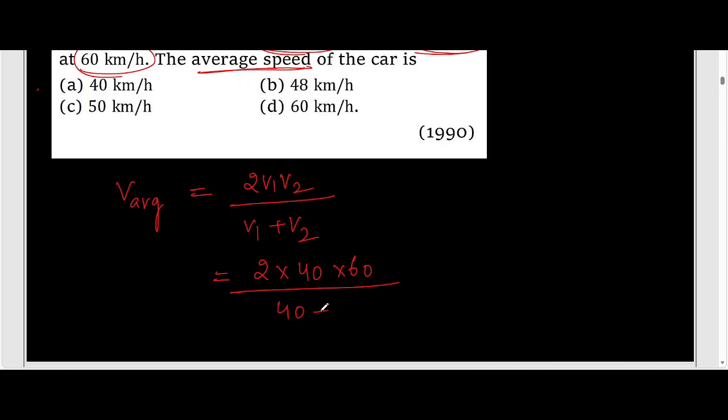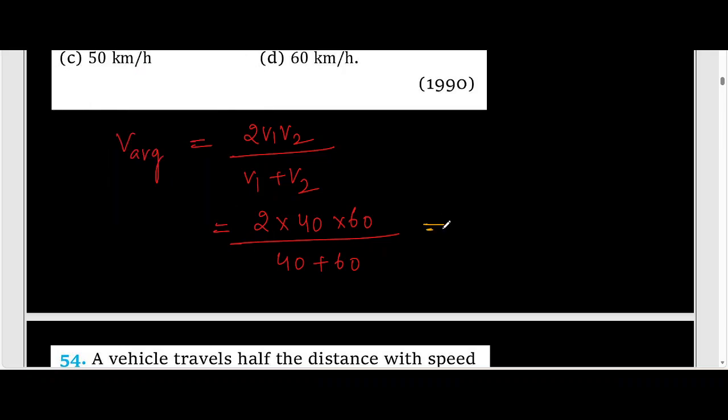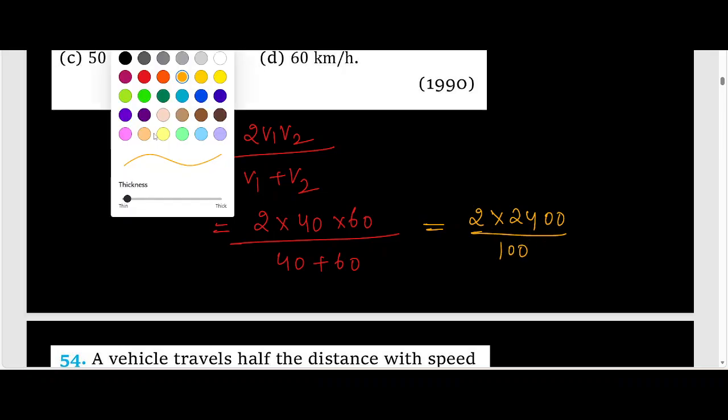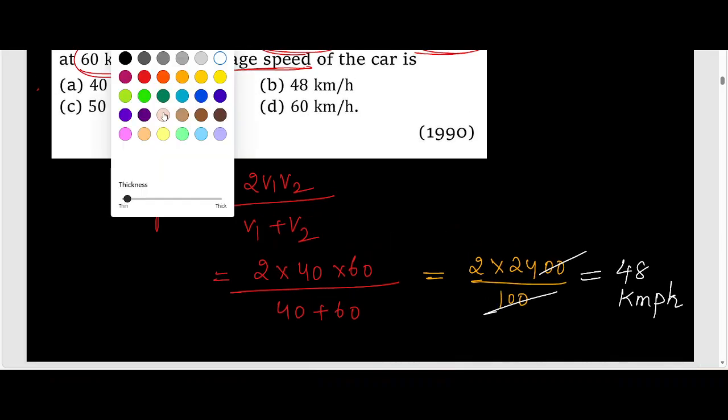How much do we get? Simplify. 40 plus 60 is how much? It's 100, right? So 2 into 4, 6, 24, double 0. 40 plus 60, 100, so double 0. So what gets cancelled here? Two zeros cancel. Now 24 into 2. So 24 double is how much? It is 48 kilometers per hour. So answer is option B.